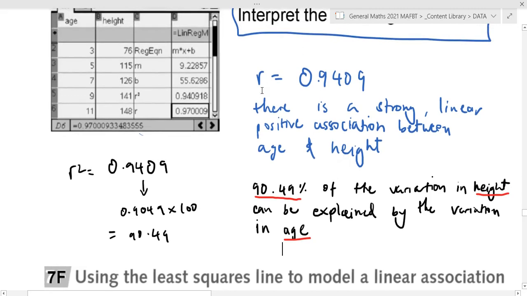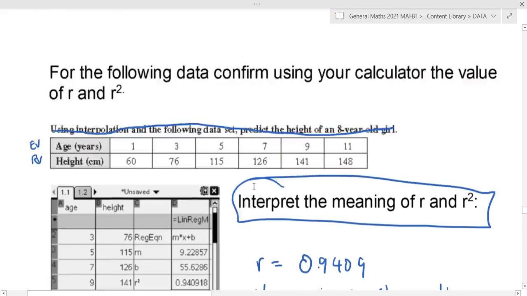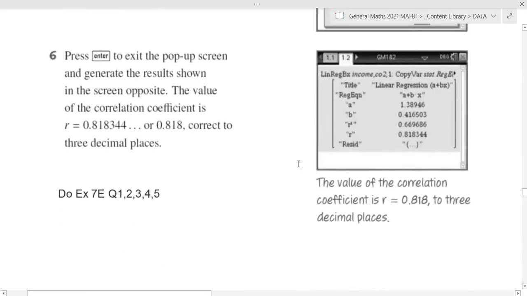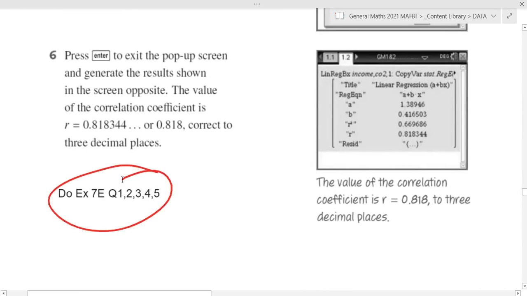So that's how we interpret R and R squared. Go ahead and do your exercises for chapter 7E, and these are your questions right here. Okay, 1, 2, 3, 4, 5.